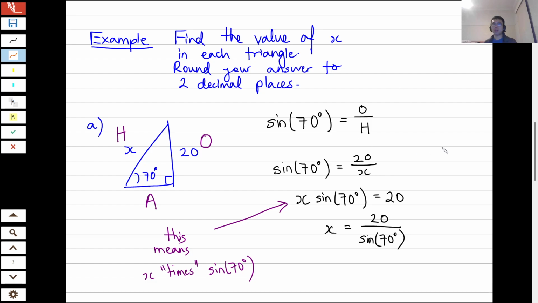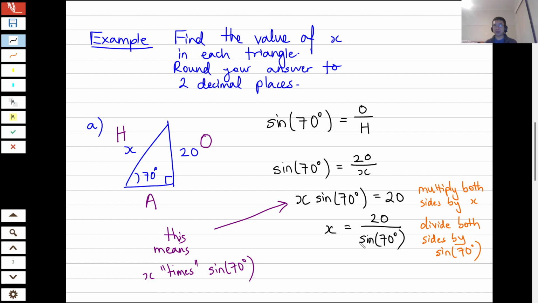So on the right here, I'm going to write the steps that we've done. So here, we multiply both sides by x. And here, we divide both sides by sine of 70 degrees.